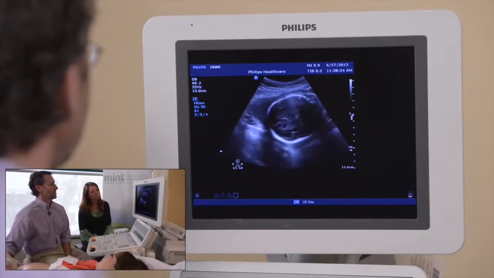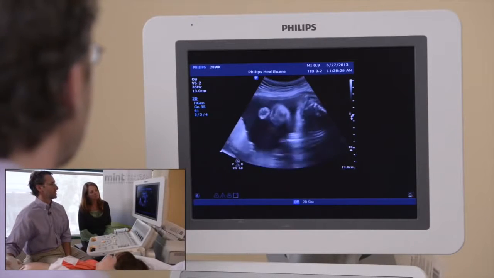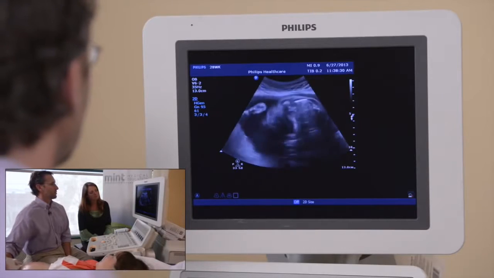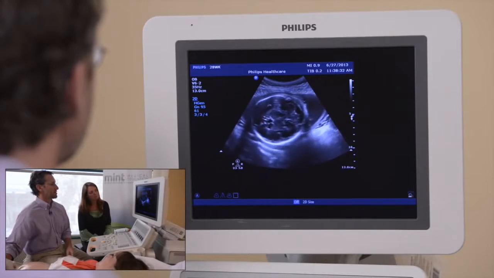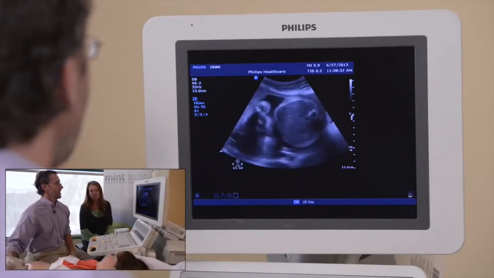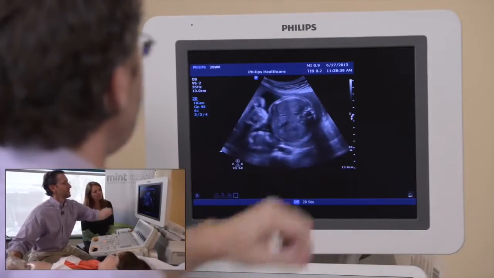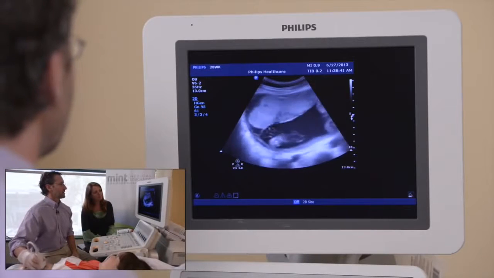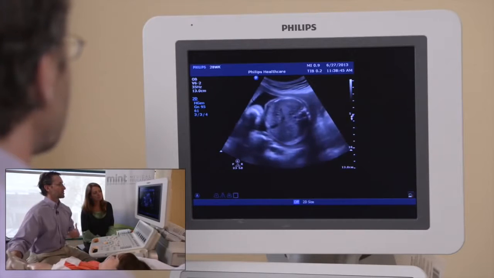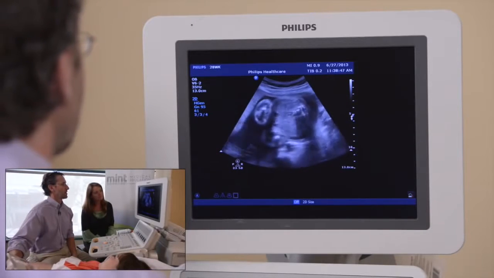So we have one baby in here, and then we're going to do an overview to assess for amniotic fluid. What we like to do is make sure that the head is filling the cavity and the abdomen is filling the cavity, and that there's fluid interspersed around the arms and legs and face, which there is. So from a Gestalt standpoint, this is normal amniotic fluid.